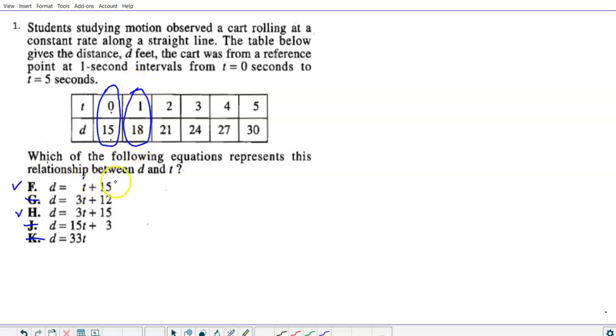So 1 plus 15 is 16. That one can't be it. It's got to be this one. Just to double check, 3 times 1 is 3, plus 15 is 18. It works on both those. It's going to work on the rest at that point.